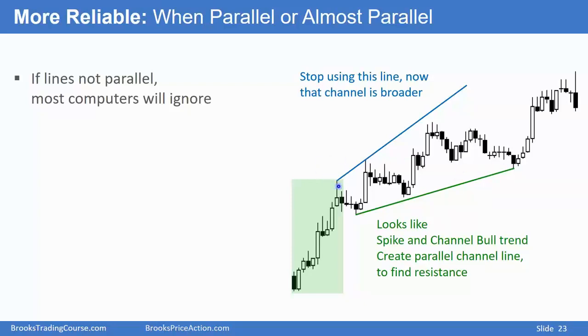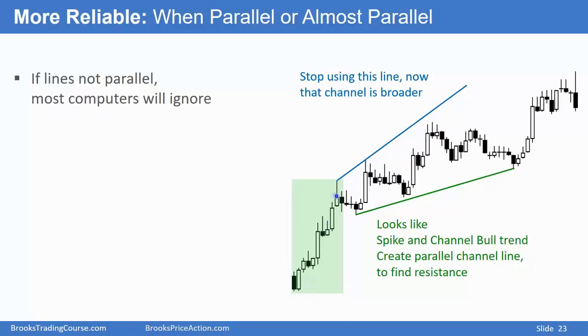Will computers be using this high and that high? They will, maybe initially, until they start to see that using these two bars for a trend line below makes this expanding, and this is probably too high for the market ever to reach. If the lines are too divergent, most computers will ignore that higher line, thinking that the market will never get there.